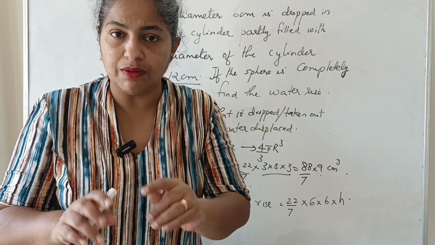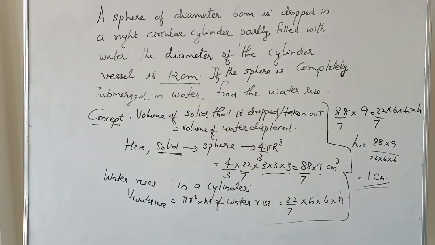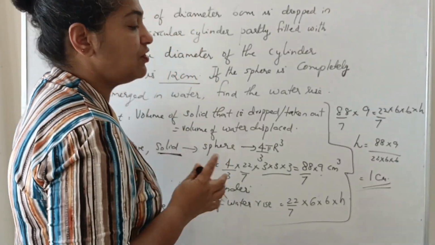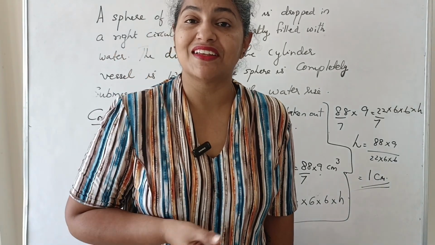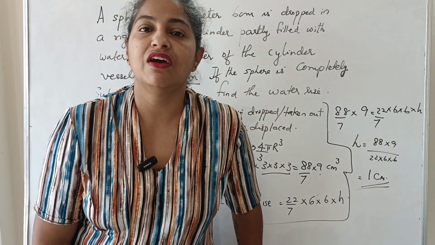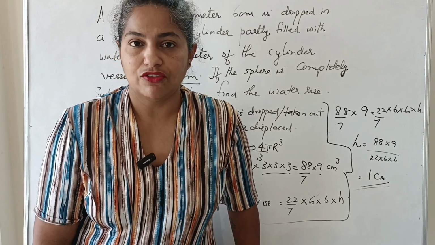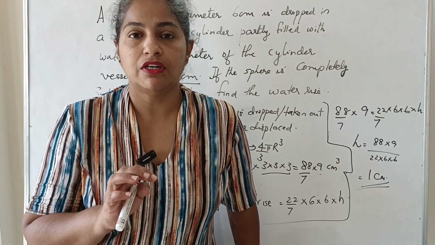Now let us equate both of them and find out the value of h. So I have equated both the values over here and you can see that I am getting h. All the terms are getting cancelled out, 1 centimeter. What a beautiful answer. Okay, so when you have numbers like this where everything gets cancelled, it is a damn relief actually. So I hope you have understood the concept.